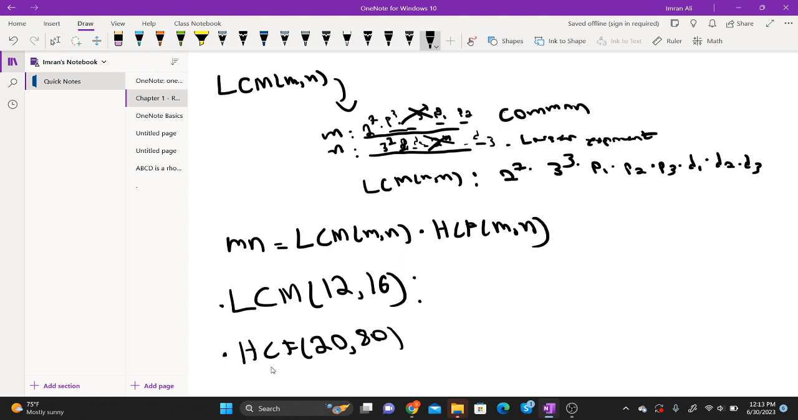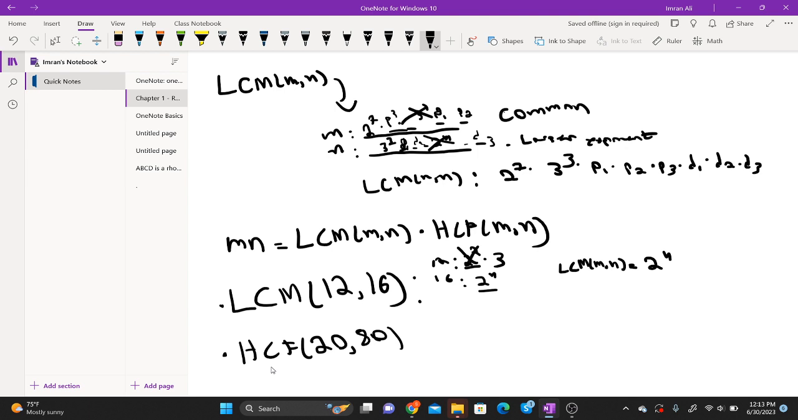12 and 16, LCM. We find the prime factorization. 12 is 2 squared times 3, 16 is 2 to the 4. For the LCM, I'm looking for the greater exponent. So I see a common prime factor of 2. I look at the greater one. So the LCM of m and n has the greater one, 2 to the 4.